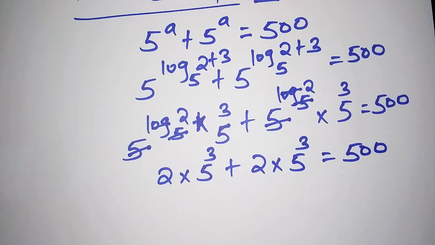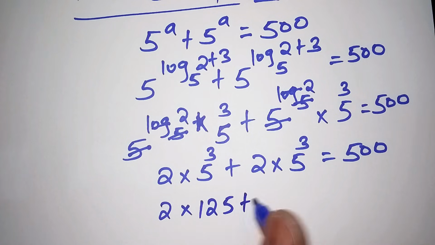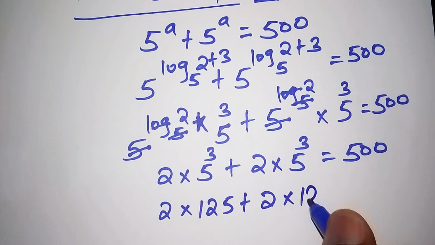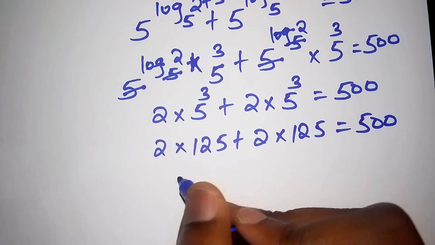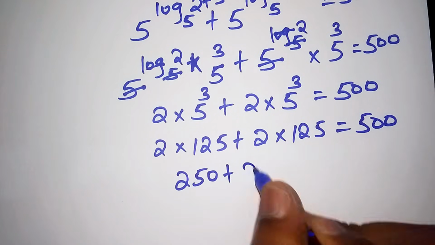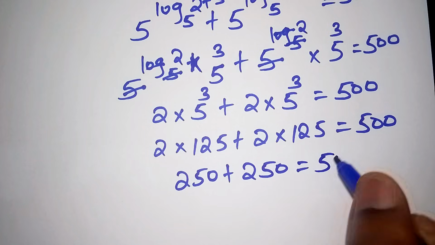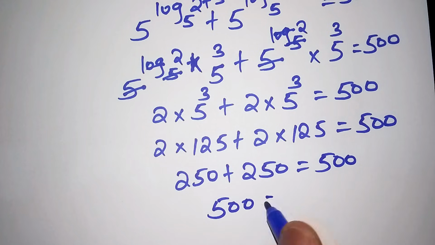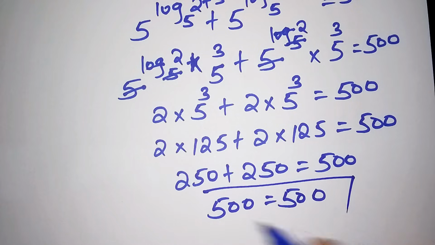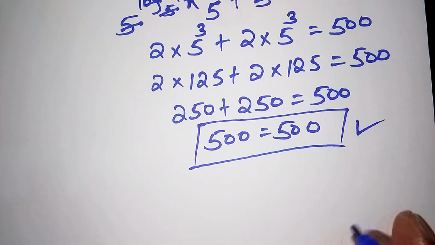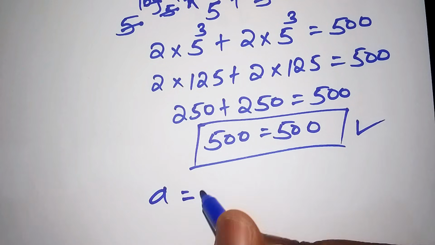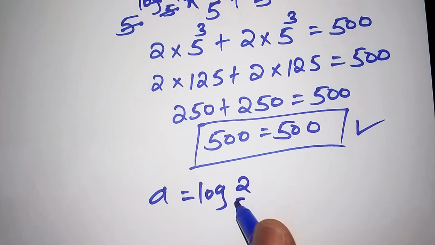So here we have 2 multiplied by 5 to the power of 3, which is 125, plus 2 multiplied by 5 to the power of 3, which is 125, equals 500. So 2 multiplied by 125 is 250, plus 250, which is equal to 500. So this is 500 equals 500, which means that we have confirmed our answer, and the answer is correct: our value for a is equal to the log of 2 to the base of 5 plus 3.